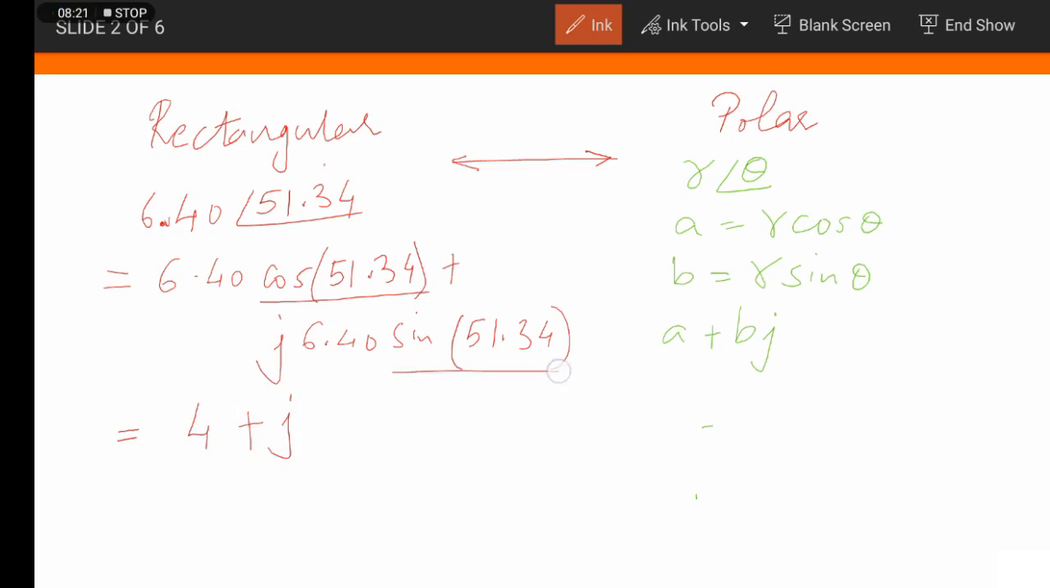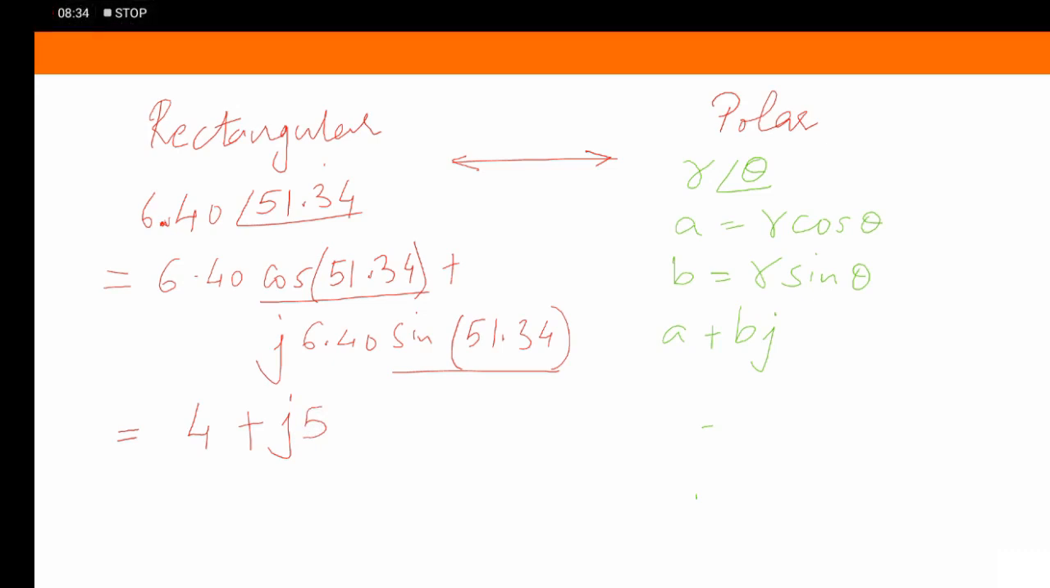Then I have sin 51.34, whatever value comes out, I'll multiply it by 6.40. So that value comes out to be 5. Right? So this is how rectangular to polar or polar to rectangular conversion is done. That is not very difficult. Of course, you can use your calculator also. But as I said, we should know the conventional method to do that. Suppose sometimes the calculator doesn't work, then we should know how to go about it.